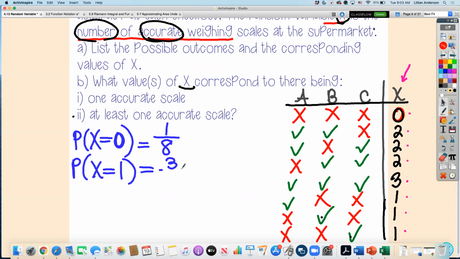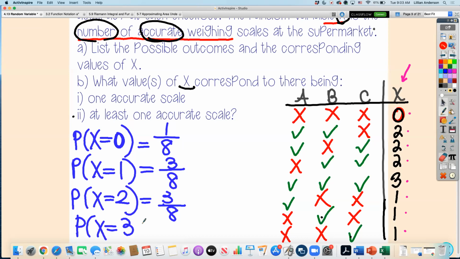3 times. 3 out of 8. Let's keep going. What's the probability that 2 of them will be accurate? 3 out of 8. And the probability that all 3 will be accurate? 1 out of 8. If you look, every single one of these probabilities that represent each of the random variables is in between 0 and 1. That was that first situation when it came down to your rules there.